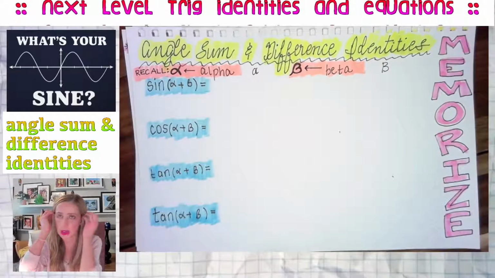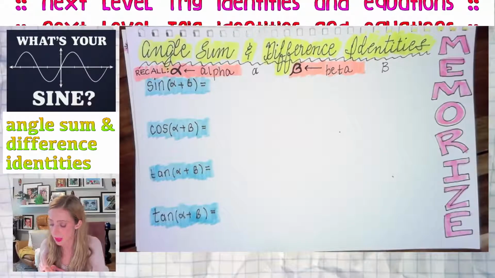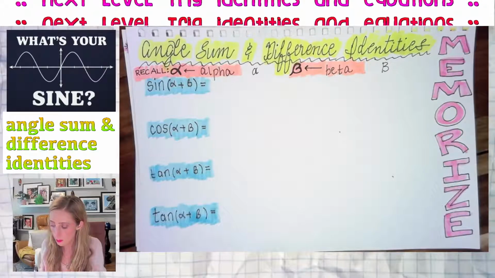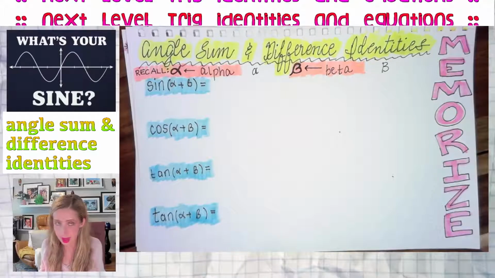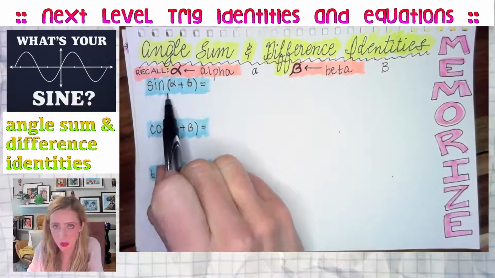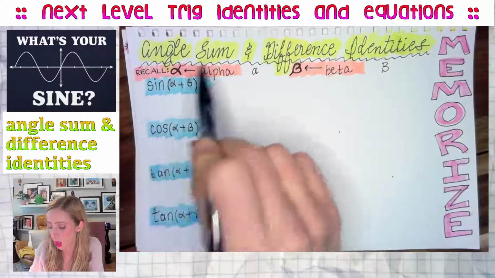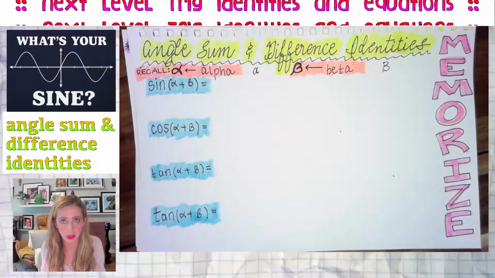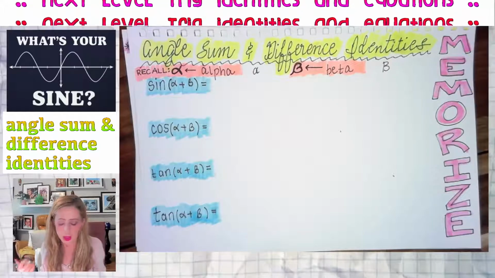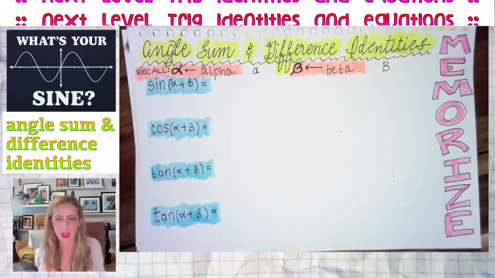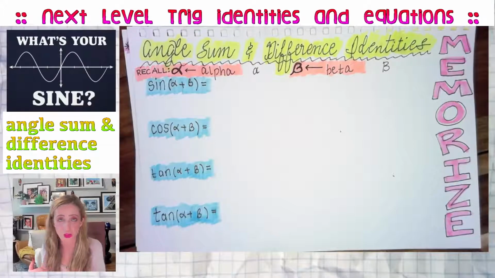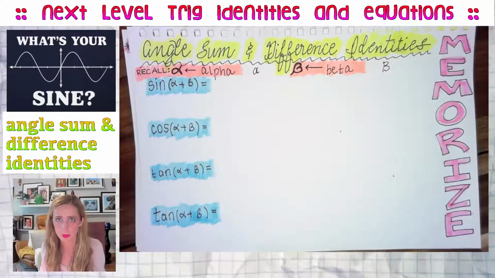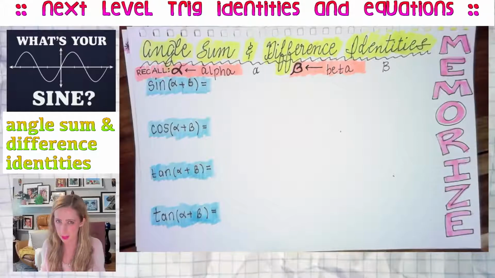Now, these are Greek letters. We usually use theta when we're describing an unknown angle. But for this lesson, we are going to use alpha and beta because we are going to talk about the sum and difference of two angles. Now, it's possible that alpha is 45 degrees and beta is 45 degrees. But it's also possible that alpha is 45 degrees and beta is 30 degrees. They don't have to be the same.